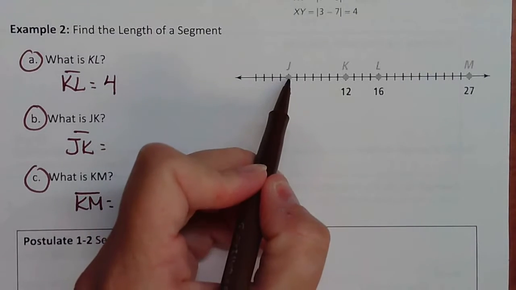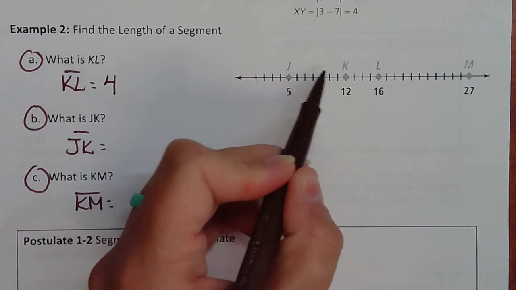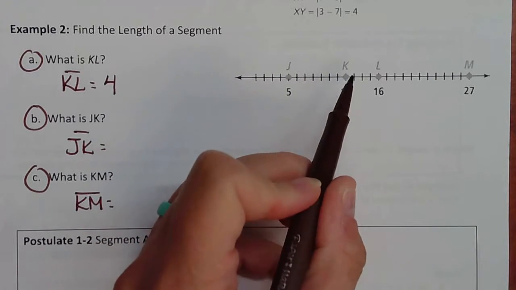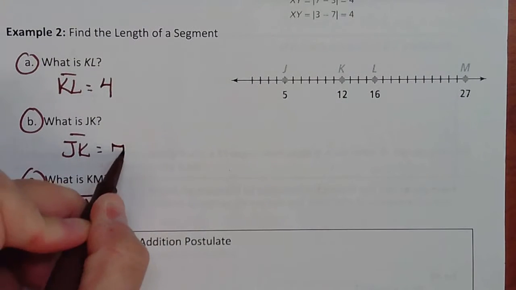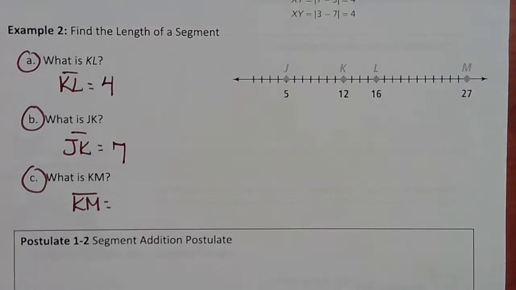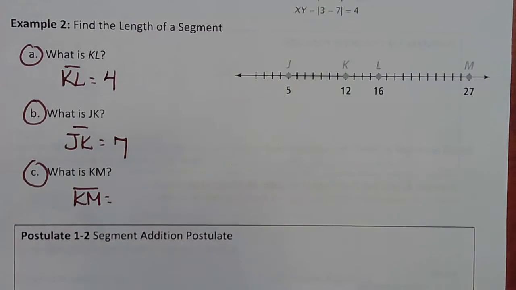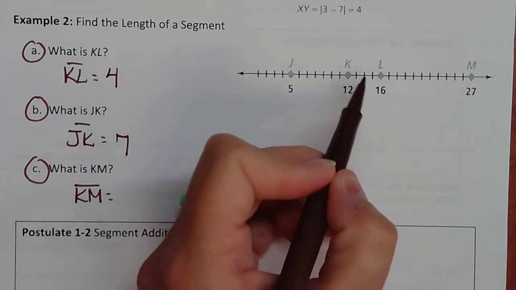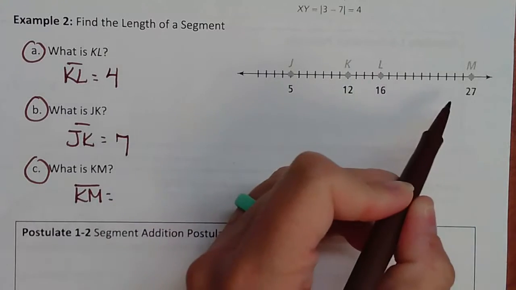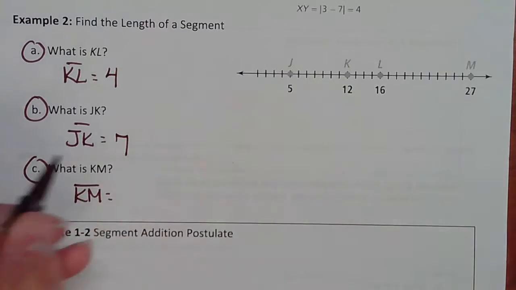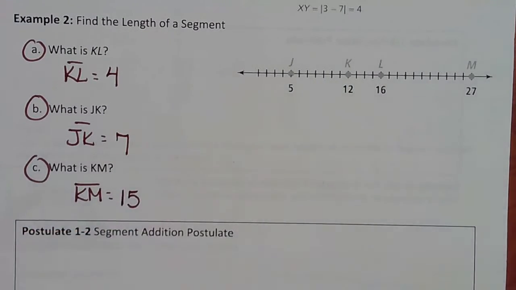JK goes from 5 to 12. If you count up from 5 to 12, or if you do the biggest minus the smallest, so 12 minus 5, you get 7. And then from K to M, I don't know about you, but I wouldn't want to, well, I guess you could count all of that. But if you do the biggest minus the smallest, 27 minus 12, you do get 15.